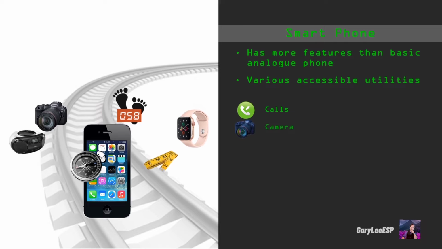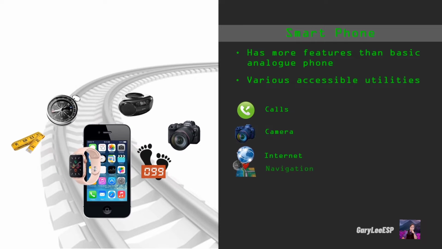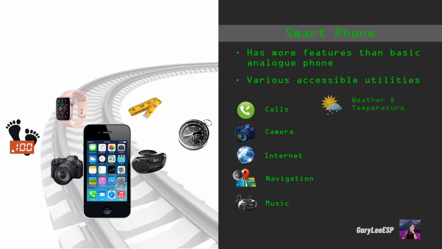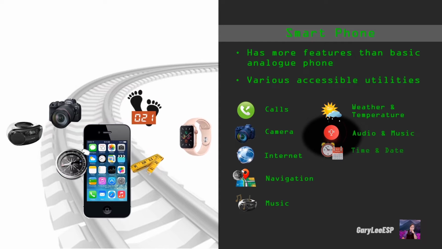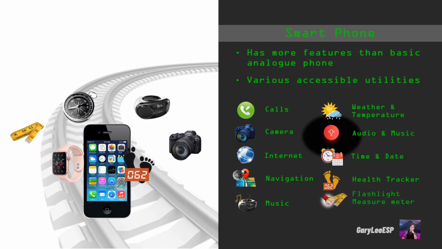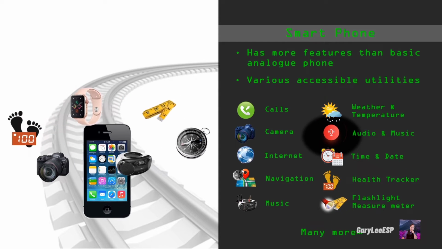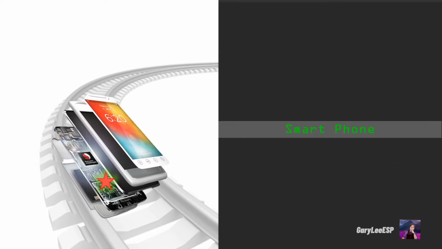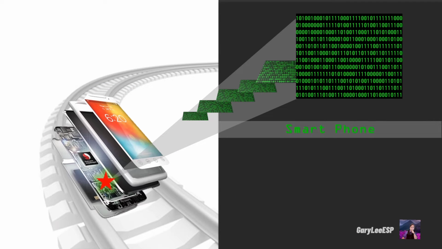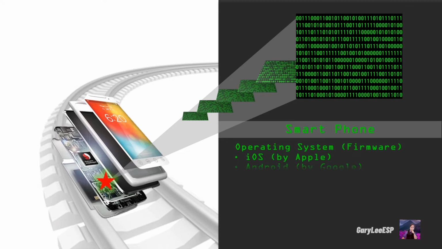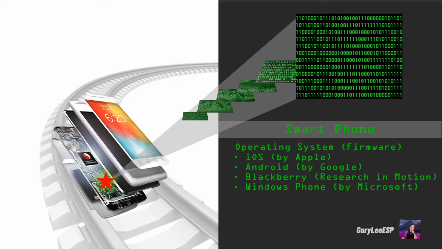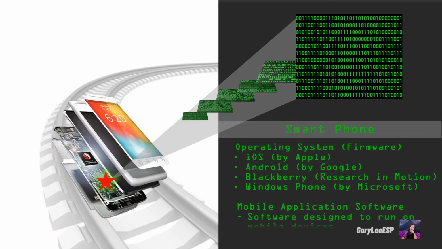We use it to make and receive calls, take and store pictures, browse the internet, GPS navigation, record and play audio, display weather and temperature, time and date, health tracker, and many more. There are two types of software used in the smartphone. First, the operating system, which is known as the firmware. Second, the mobile application software.